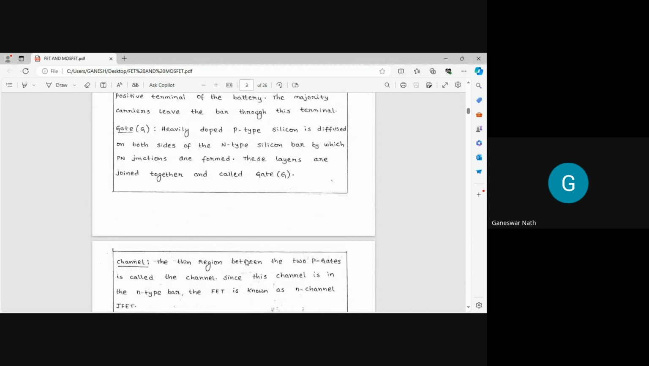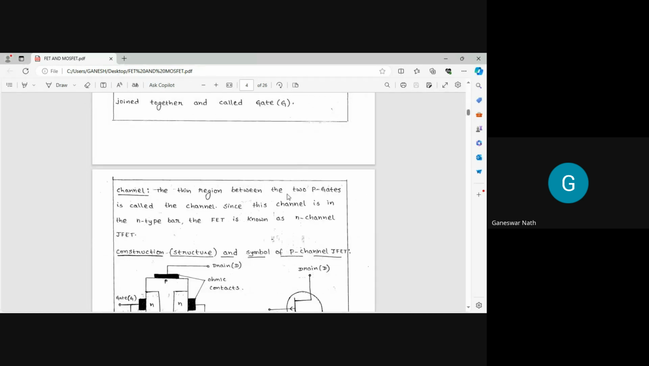I told you about the gate and also the channel. So you can find this channel is a simple thin region between the two P gates, and it's called the channel. Since the channel is in the N type bar, the FET is also known as N channel FET. So just as I have discussed in detail above.